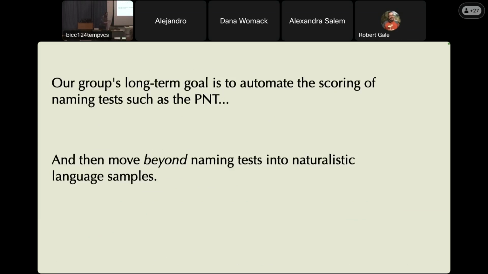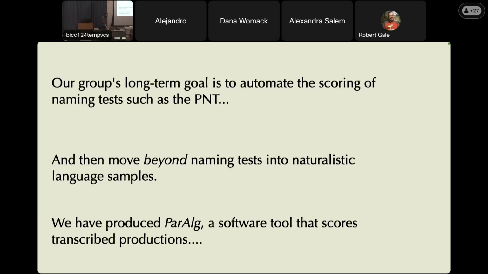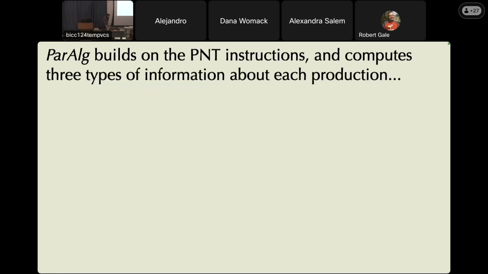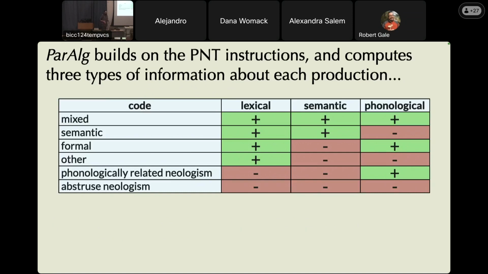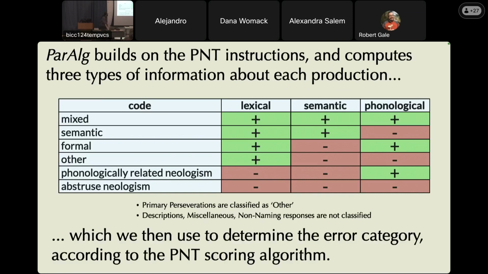Also, the grant was to move beyond naming tests into connected speech, which is a whole interesting thing for other reasons. As part of this, we built this tool called Paralg, Paraphasia Algorithms, that does automated PNT scoring. It takes a target and a production, calculates 3 features for each pair, whether they're phonologically related, whether the production was lexical, whether they're semantically related, applies the scoring guidelines, and we basically have a program that can do this pretty well. We basically have automated the algorithm at this point.